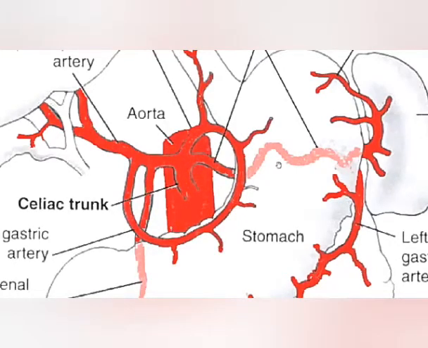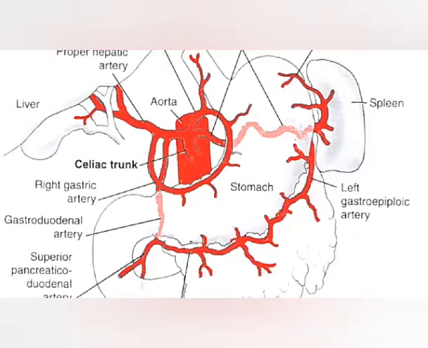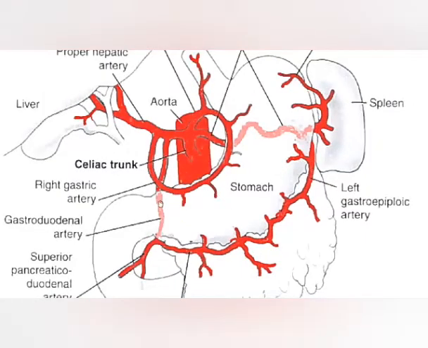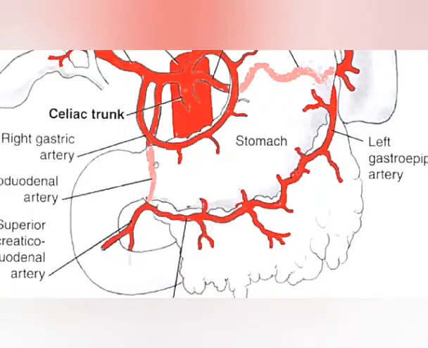Next comes the epiploic arteries. You can see the left gastroepiploic artery is a branch of the splenic artery. You can see the splenic artery coming here, and the left gastroepiploic artery is a branch of the splenic artery. The right gastroepiploic artery is generally a branch of the gastroduodenal artery. You can see the right gastroepiploic artery, the branch of the gastroduodenal artery.